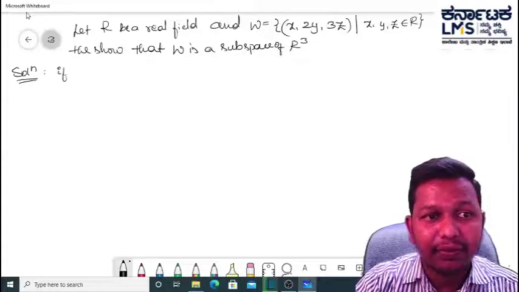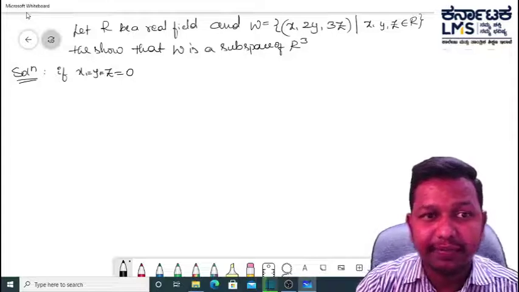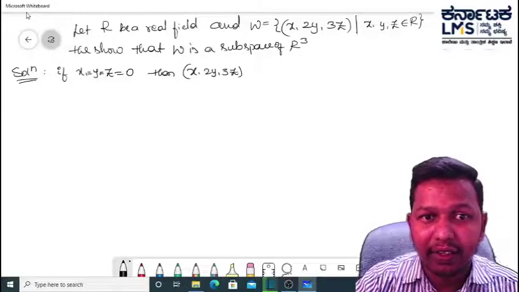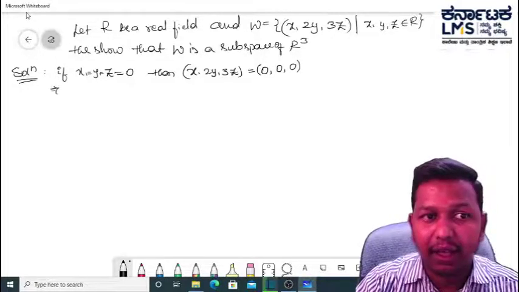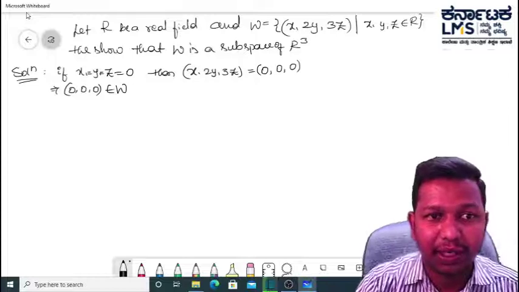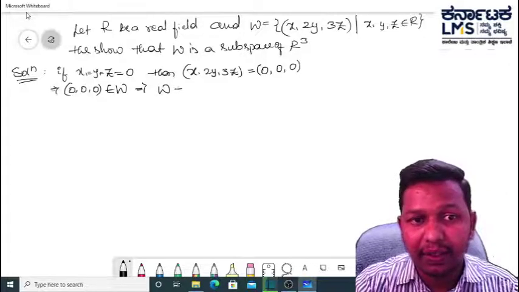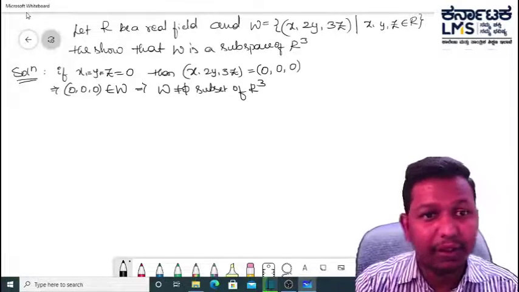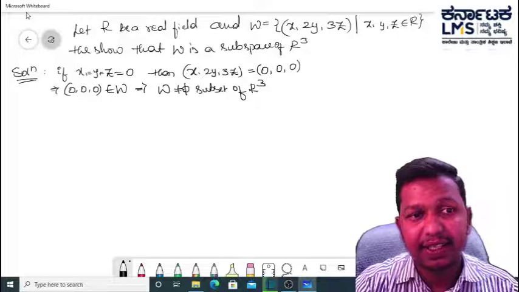If x, y, z, I take them as 0, then (x, 2y, 3z) equals (0, 0, 0), which is an element of W, which implies that (0, 0, 0) belongs to W, which implies that W is a non-empty subset of R3. So we have shown that it is a non-empty subset. Remaining, we need to verify the subspace criterion.